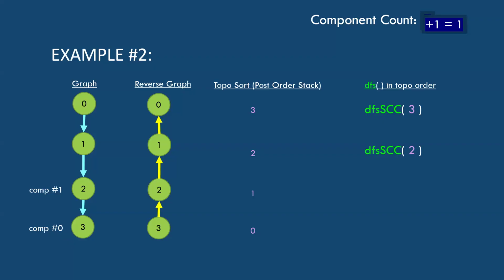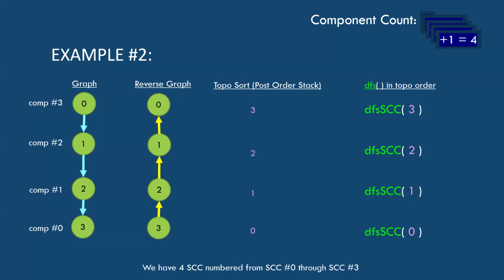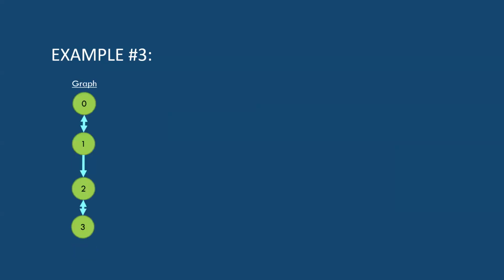Then we go to 2 because we're processing in topo order. Can't go, that's been visited, can't go backwards. So once again, we end up with the right answer. These are 4 individual strongly connected components, each tagged individually, okay? Seems pretty simplistic, I know, but just getting ourselves warmed up. So let's look at our third example.